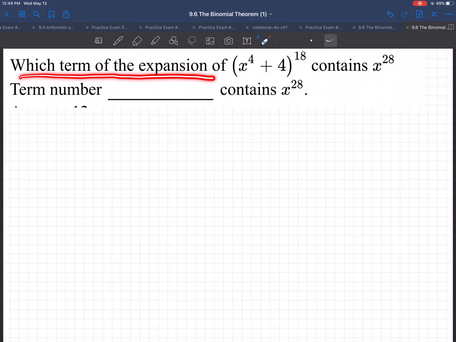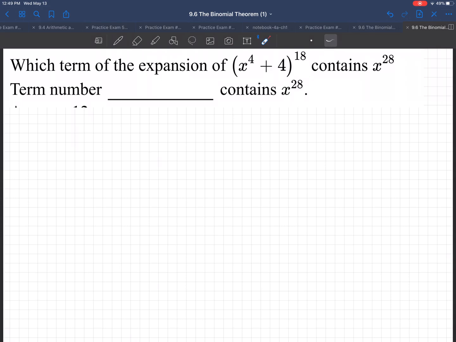Which term of the expansion of (x to the 4th plus 4) to the 18th contains x to the 28th? Term number blank contains x to the 28th. All right, well, this is a binomial theorem question because we have two things to a big old whopping power. So how are we going to find the term that contains x to the 28th power?